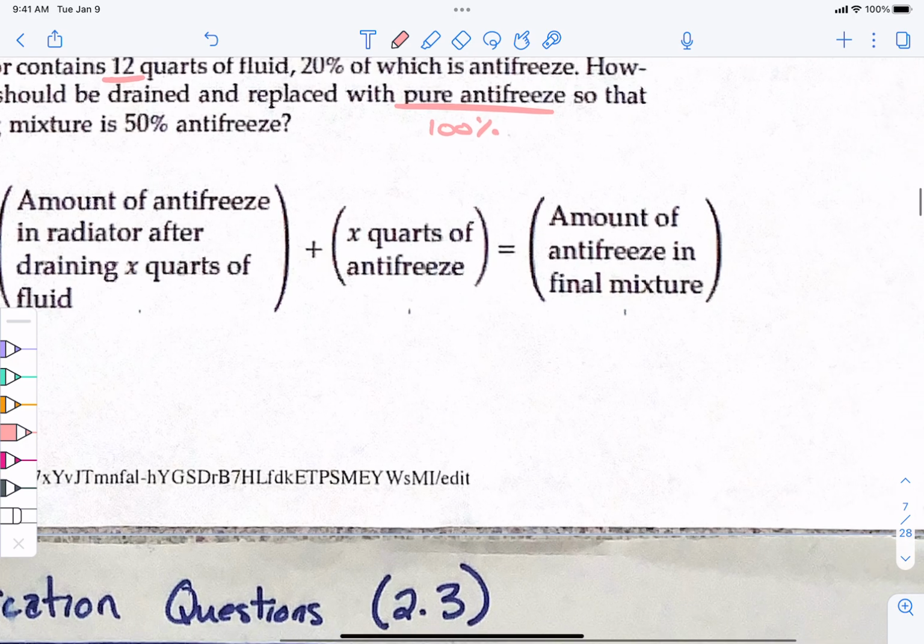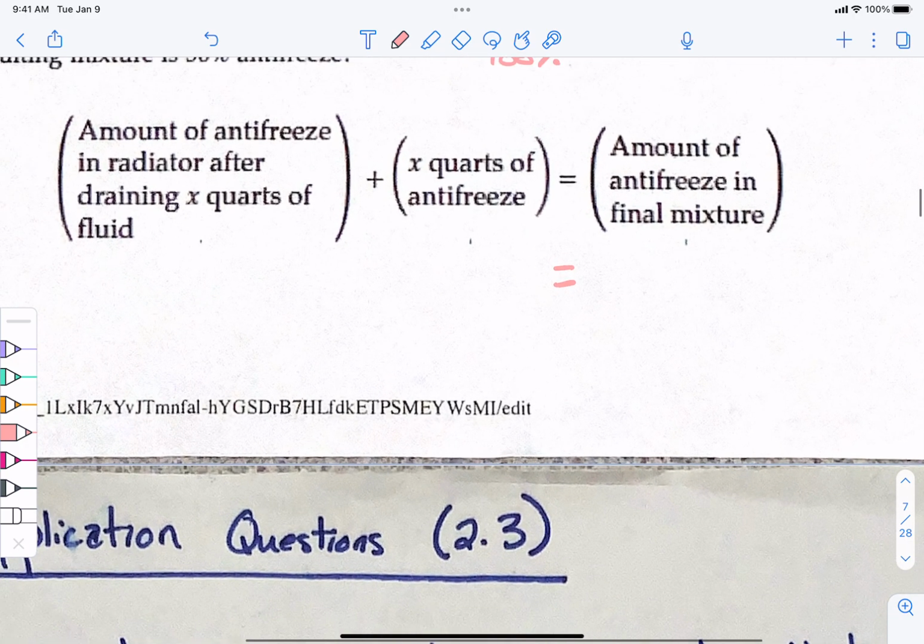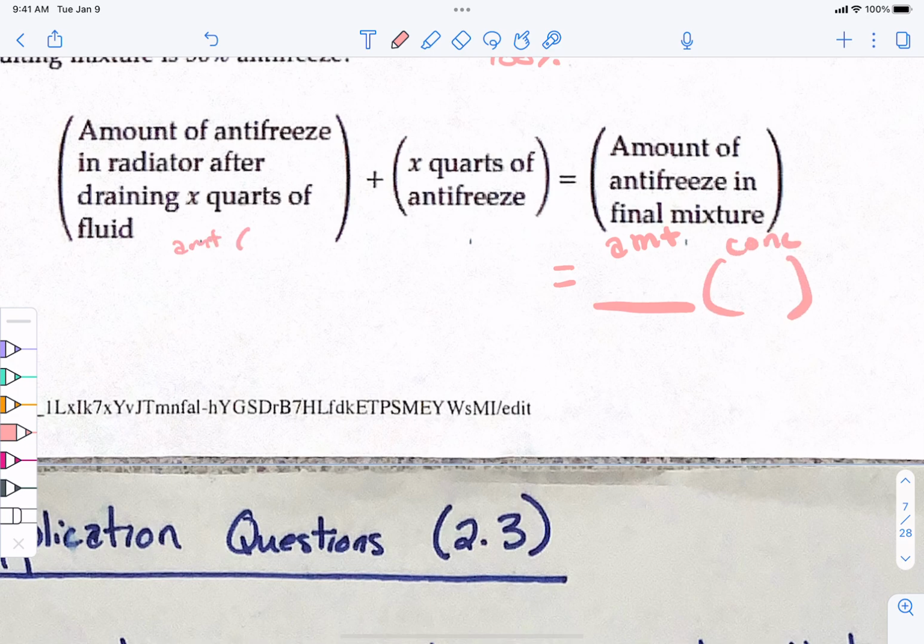Okay? So I want my total amount. This is kind of like our interest rate problem. We've got our amount times the concentration, plus the amount times the concentration.